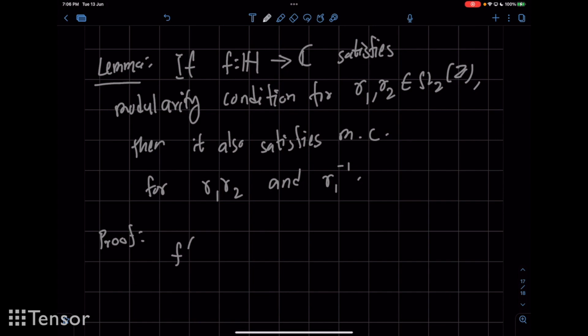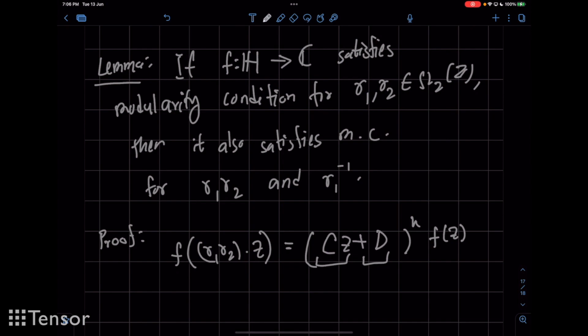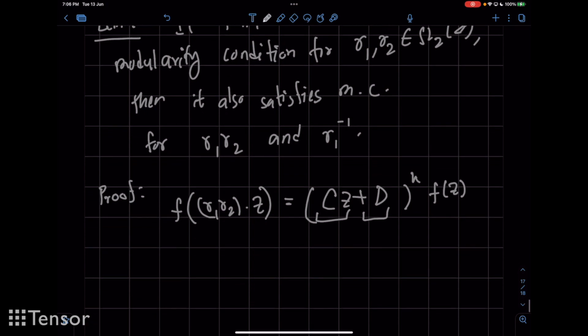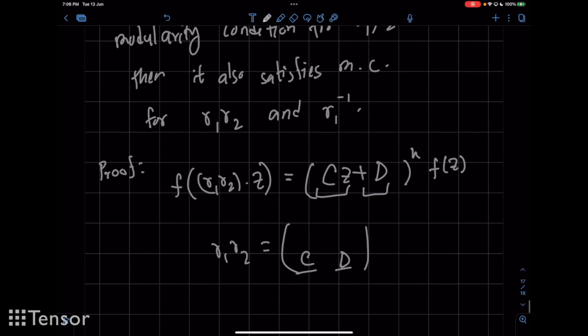We need to prove that f of gamma 1 gamma 2 times z, which is the action of gamma 1 times gamma 2 on z, is equal to a factor to the power k times f of z. If these are capital C and capital D, then this factor is C z plus D, where C and D are the two entries of the bottom row of the matrix gamma 1 times gamma 2. So we need to verify this.